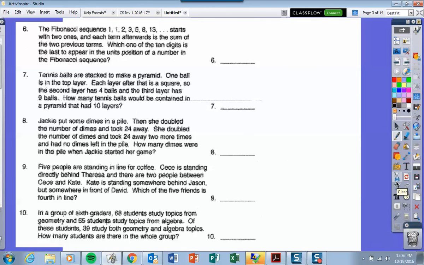For number 9, 5 people are standing in the line for coffee. CC is standing directly behind Teresa. 2 people between CC and Kate. Kate is standing somewhere behind Jason, but somewhere in front of David. Which of the 5 friends is 4th in line?